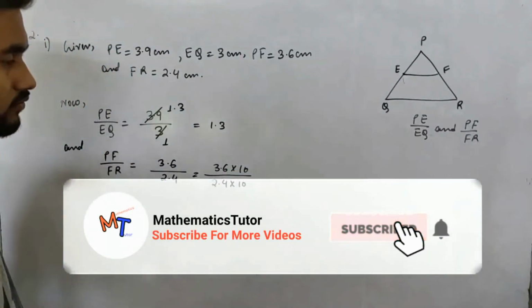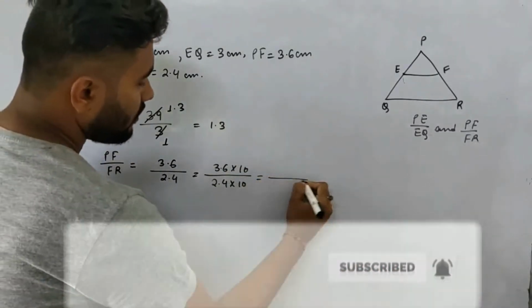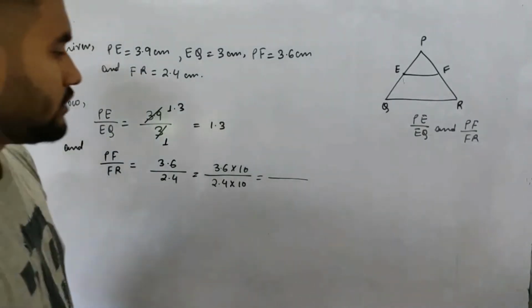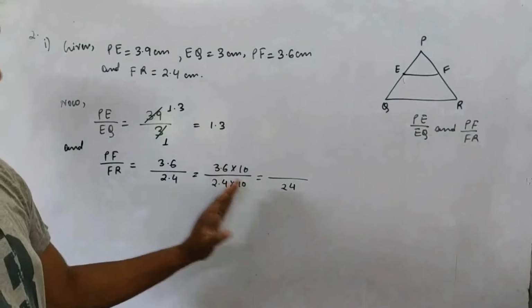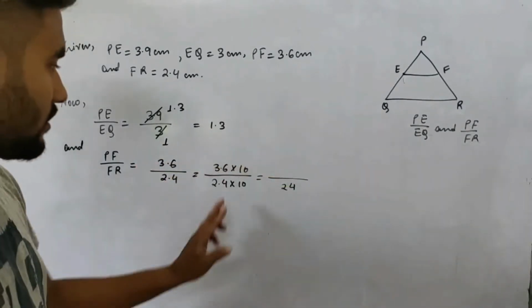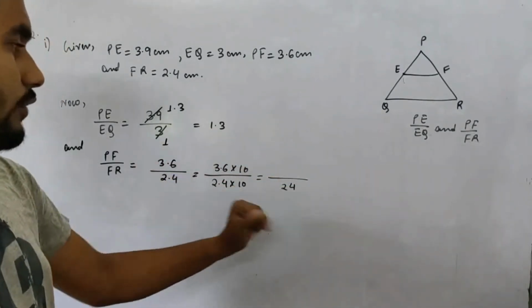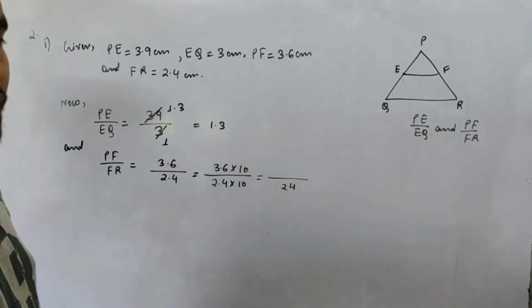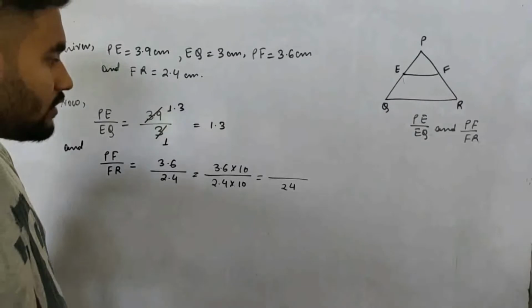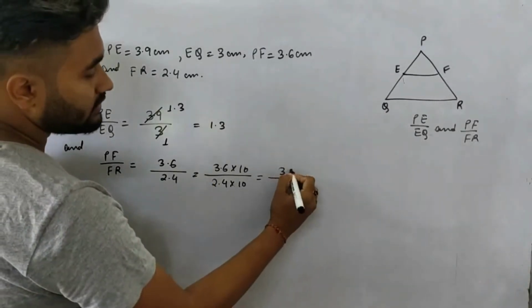Now, what is 2.4 into 10? This will become how much? 24. Remember, while multiplying, the point will go to your right side. So the point will come here. That is 24. This point is now over here, which you don't write, right? 24.0, no need to write 24.0. 3.6 will be what? 36.